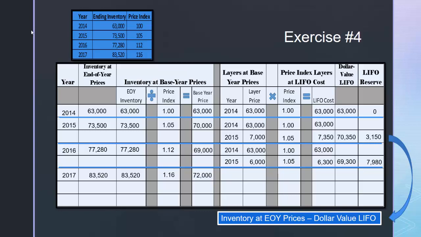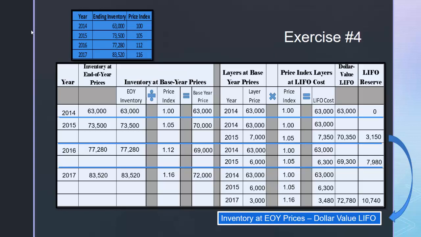And when you go up, you have to add a new layer for the difference in your base year price. So let's carry down all of 2014's inventory. Let's carry down all of 2015's inventory because we're going up. And now we are going to make a layer during the current year, which is 2017. For the difference in base year prices, it increased by 3,000, and multiply that by the respective price index for 2017, which is 1.16, coming out to 3,480. And when we add together 63,000, 6,300, and 3,480, we get a dollar value LIFO cost of 72,780. So our LIFO reserve is going to be found by taking 83,520, our inventory at end of year price in 2017, and subtracting out the dollar value LIFO amount we came up with, which was 72,780. Now our difference is 10,740.